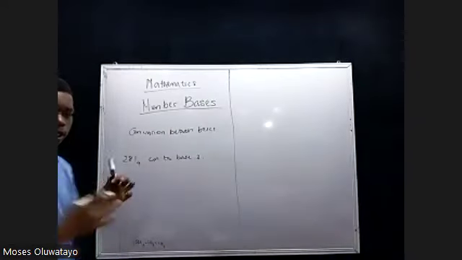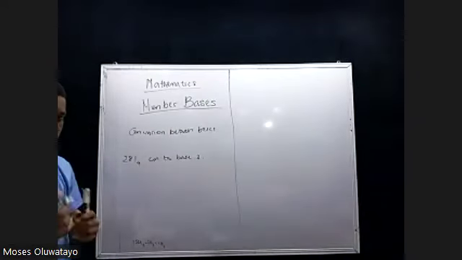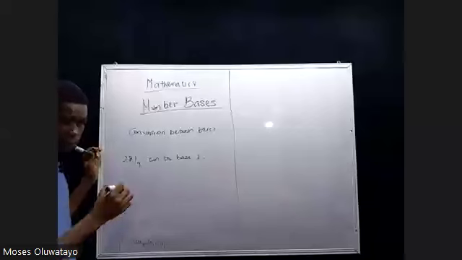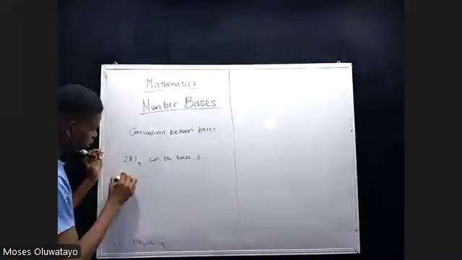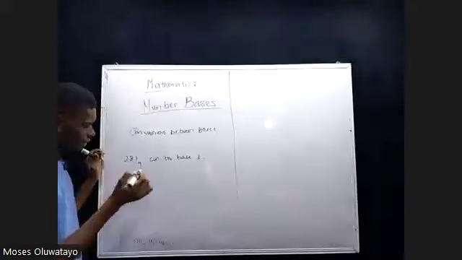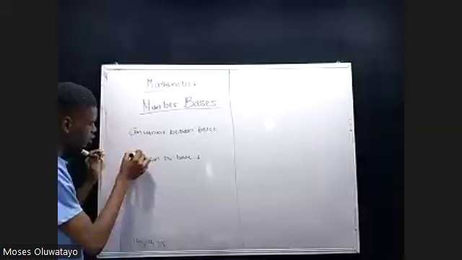I explained that in the last class. So if you missed the class, you can just check on YouTube, see parts. So I'll see next, 281 is equal to 2 times 9 squared, plus 8 times 9, plus 1.